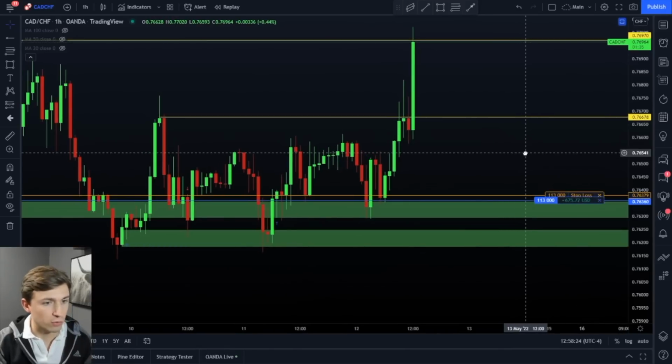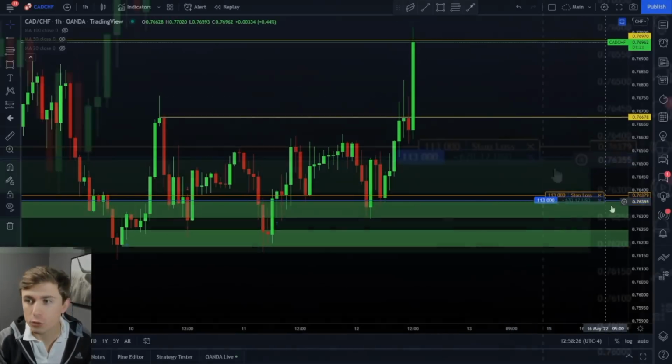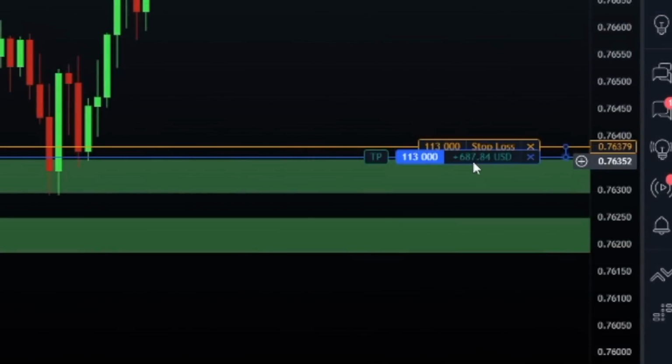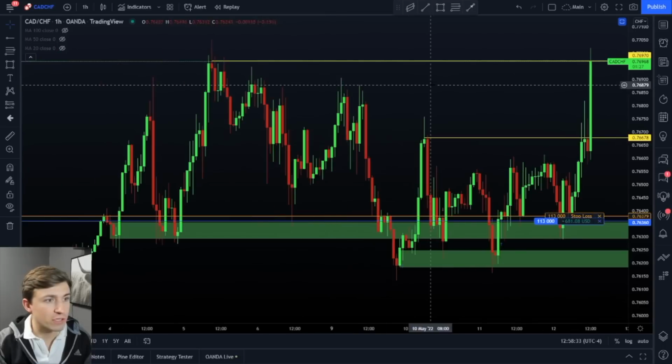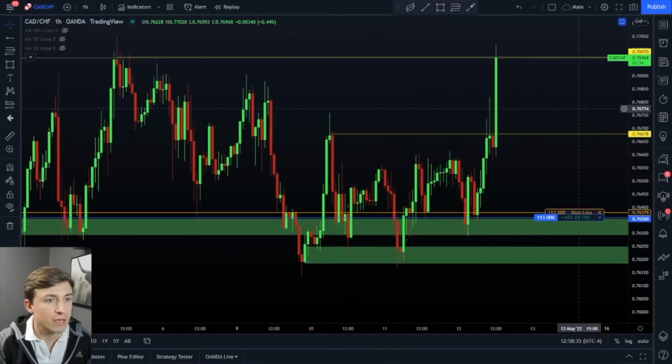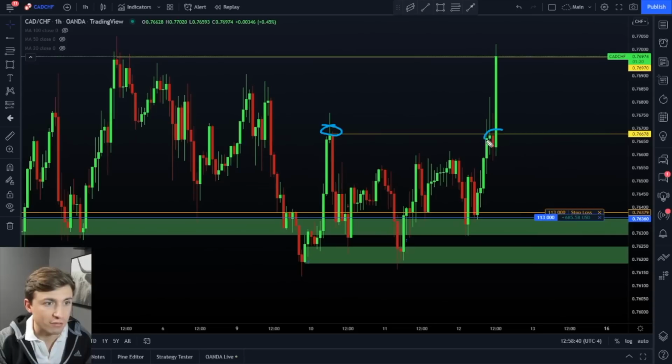Okay guys, so the trade is off to a great start. Obviously, we are floating around $670, which is awesome. And we actually just hit both of our major levels of resistance that we highlighted as potential targets. You can see the first one being right here.